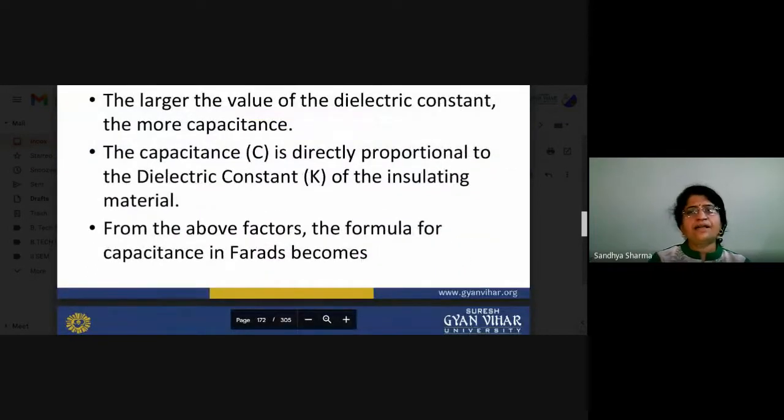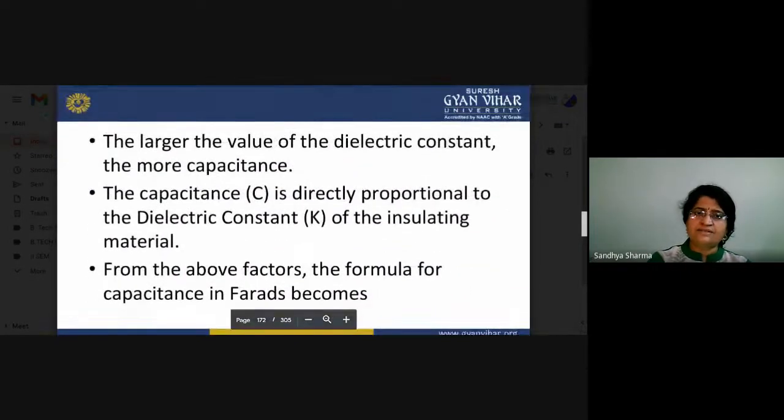The larger the value of the dielectric constant, the more the capacitance. The capacitance C is directly proportional to the dielectric constant K of the insulating material. And from the above factors, the formula for capacitance becomes C equals 0.244 K A (n minus 1) over D.